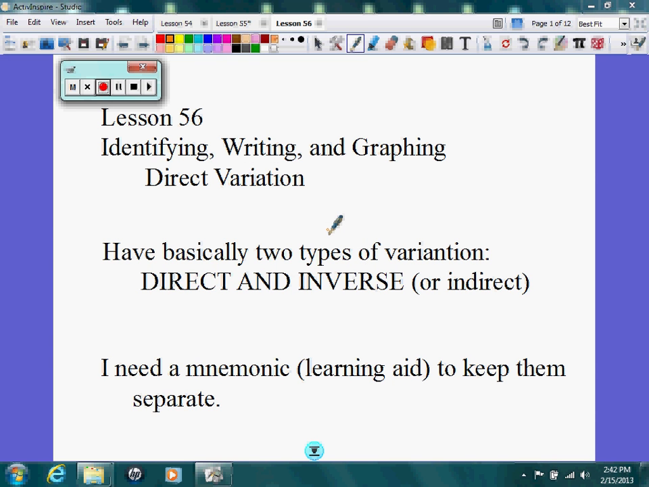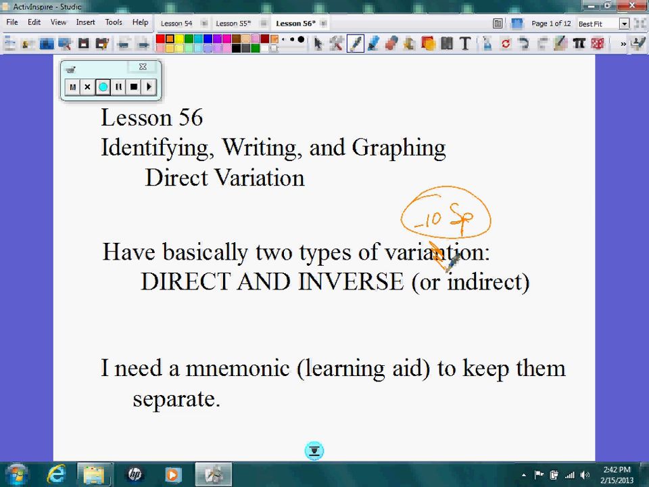Lesson 56, identifying, writing, and graphing direct variation. We have basically two types of variation. I believe I got about a minus 10 on spelling right there. We don't need that N right there in variation. Okay, we have essentially two types of variation, direct and inverse. Sometimes inverse variation is called indirect variation.